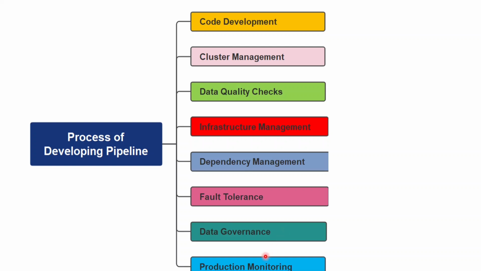And the final thing is production monitoring. Once the pipeline is created and scheduled in production, it should be monitored from time to time. If there is any issue with the pipeline execution, then that should be fixed. Currently, we don't have any centralized location where we can go for monitoring. So these are the different components, processes, and aspects each developer has to focus on while developing the pipeline.